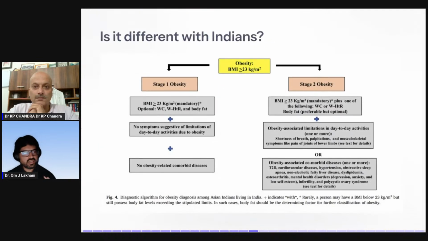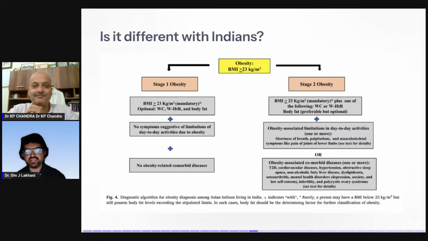Okay. Now, Indian guidelines have used a similar strategy, but they've just changed the cutoff as far as the BMI is concerned, and they also slightly modified the name. Instead of calling it preclinical and clinical obesity, they are calling it stage 1 obesity and stage 2 obesity.